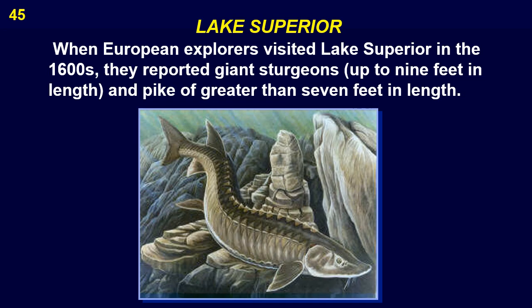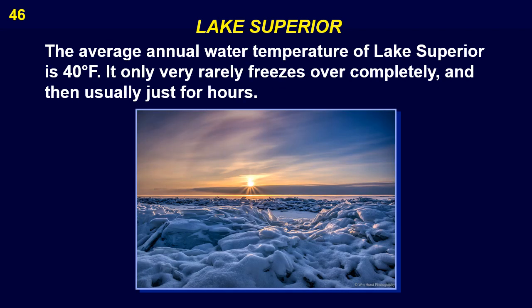When European explorers visited Lake Superior in the 1600s, they reported giant sturgeons, up to 9 feet in length, and pike of greater than 7 feet in length. The average annual water temperature of Lake Superior is 40 degrees Fahrenheit. It only very rarely freezes over completely, and then usually just for hours.